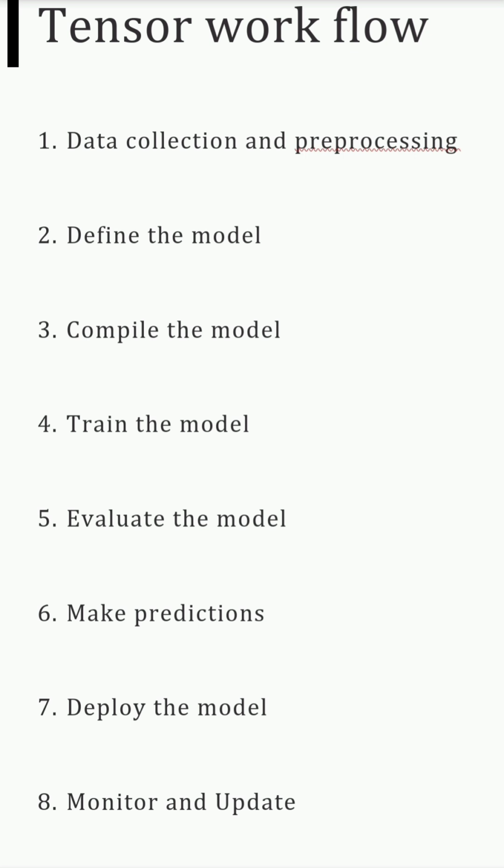First comes data collection and preprocessing. What we will do in this step is gather the data needed for our problem, like images, text, and numerical data. After gathering, we'll prepare the data by applying cleansing and normalizing. We do this to organize the data into a format that TensorFlow can work on. It will be split into training sets, validation sets, and test sets.